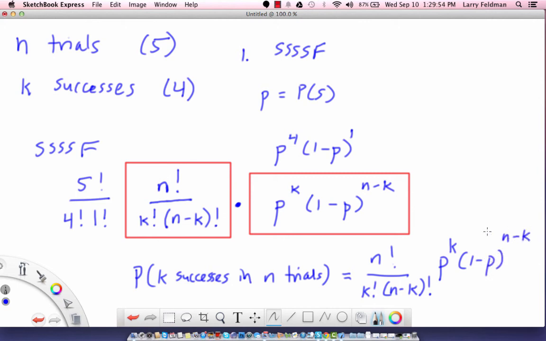It's a kind of a nasty equation when you first look at it, but when you think about how we constructed it, hopefully you won't find it too intimidating. Again, we have probability of success raised to how many successes? 1 minus p is the probability of failure raised to the number of failures, all times the number of ways to arrange successes and failures. That's it for now.